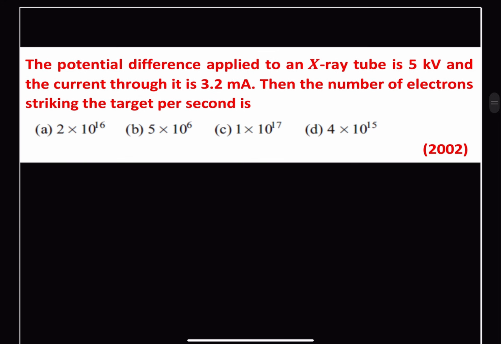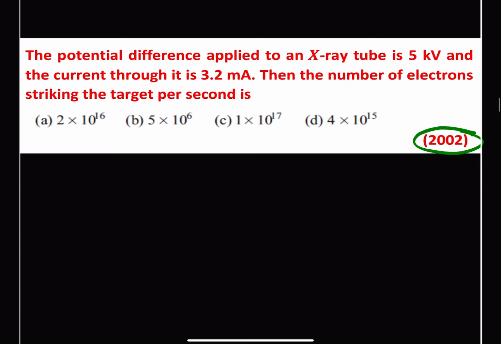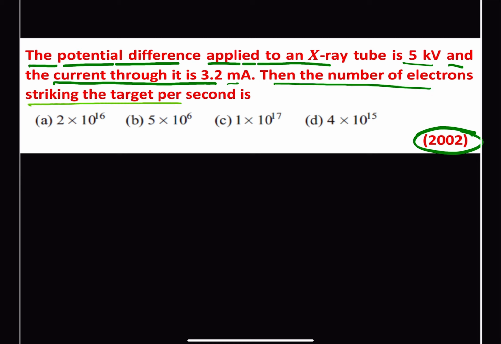It was also asked in the year 2002, and it states that the potential difference applied to an X-ray tube is 5 kilovolt and the current through it is 3.2 milliampere. Then the number of electrons striking the target per second is. So in this case we are going to find the number of electrons, and we are given the current. Based on current we can find the charge Q, and from there we can easily find the number of electrons.